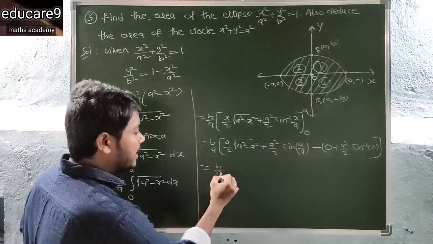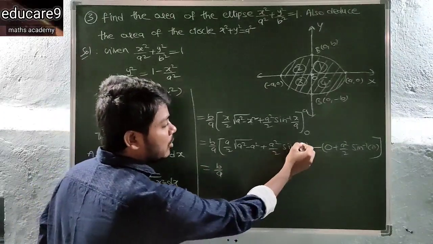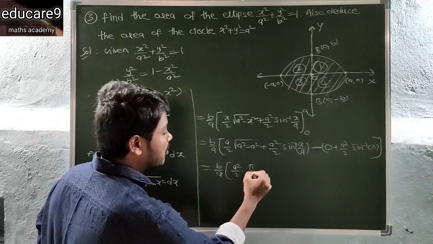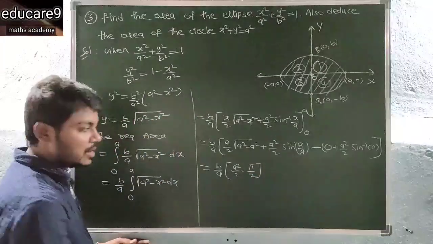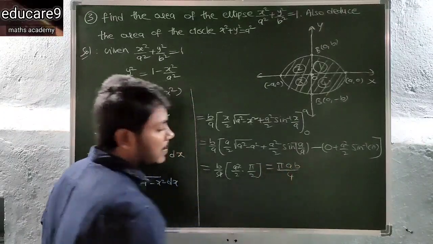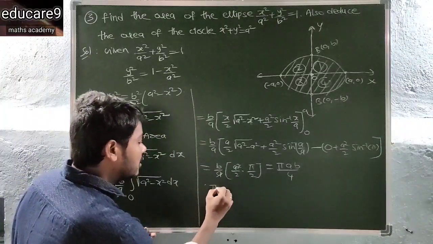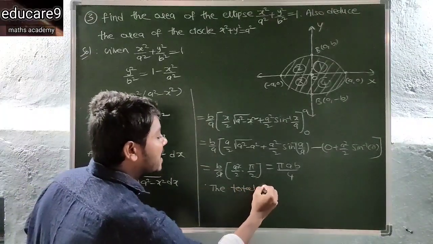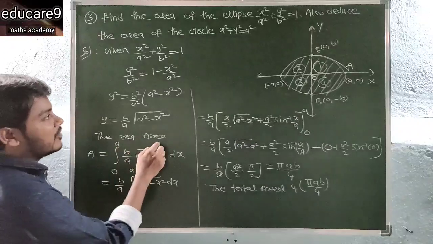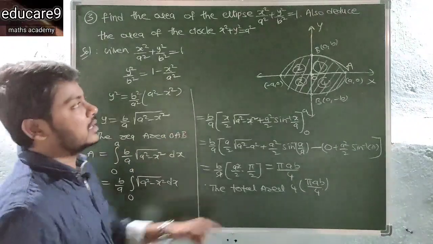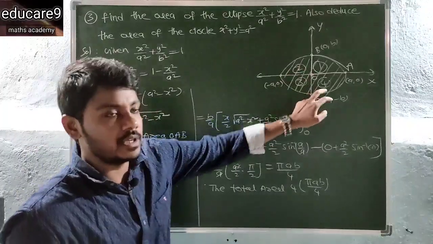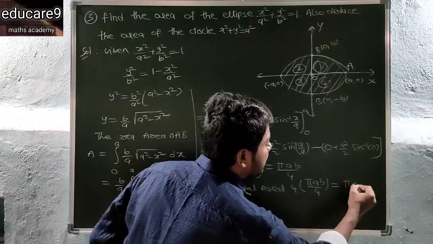So this is b by a into, so this is 0, a square by 2, so here sin inverse 1, that is pi by 2. So a square by 2 into pi by 2, this is 0. So one a gets cancelled, this is pi ab by 4. So therefore the total area is equals to what? 4 times of pi ab by 4. So clearly this is the required area OAB. Okay, this one only. So therefore total area, 4 times of this area, so we will get pi ab.